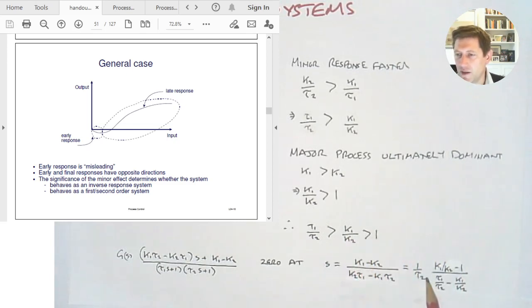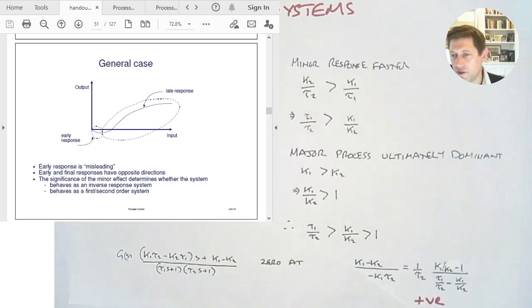So K1 divided by K2 minus 1, well, K1 over K2 is greater than 1, so this is a positive term for the inverse function. Tau1 over tau2 minus K1 over K2, that's this term, take away this term, that's going to be positive. So that means that this is a positive number, and so that tells us, this condition with this observation tells us that if the zero has a positive value of s, then we have an inverse function.